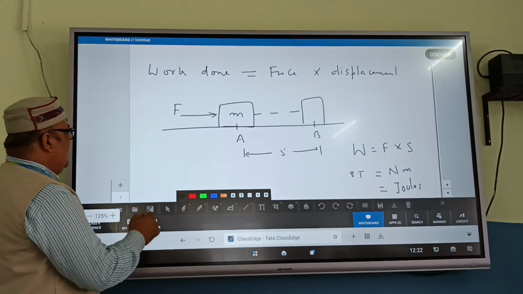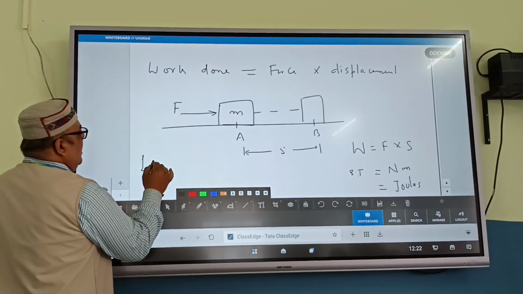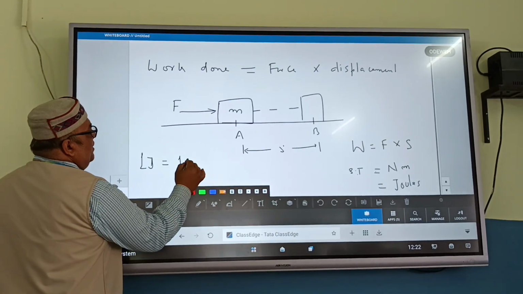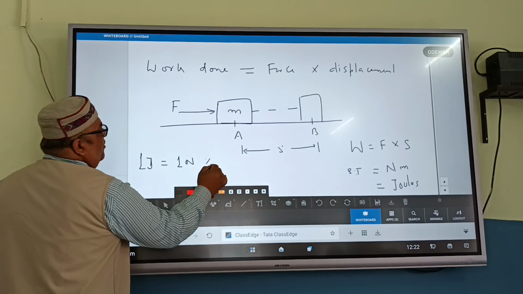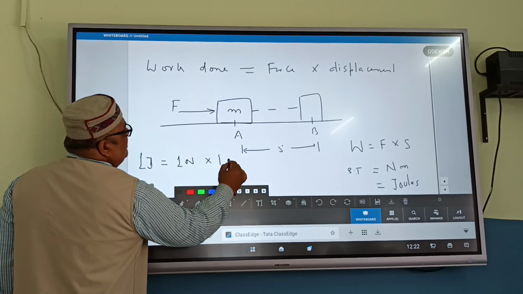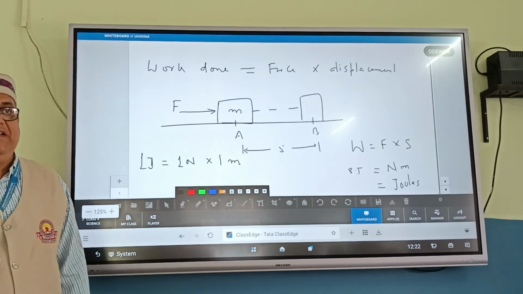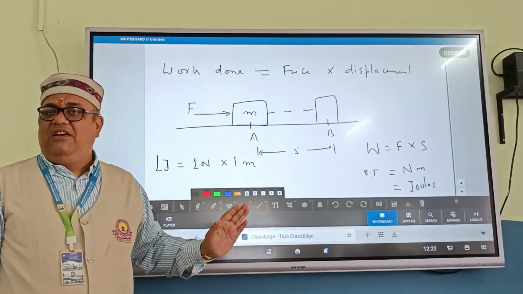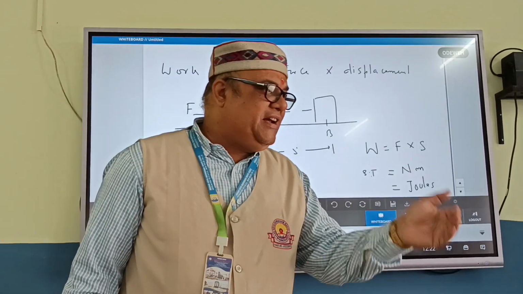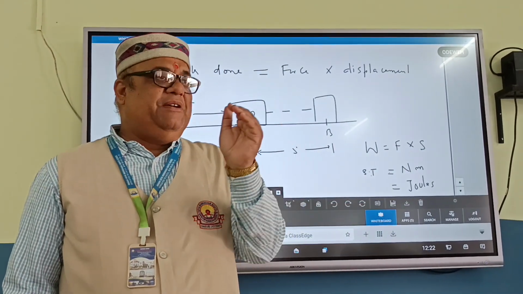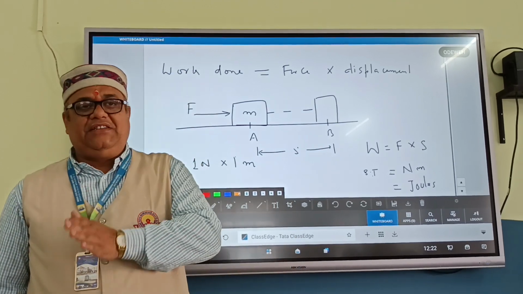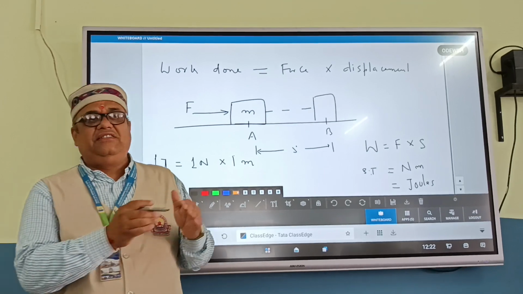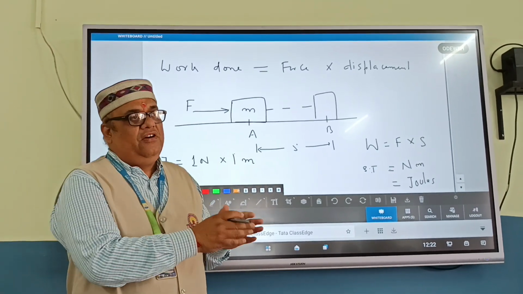So 1 Newton meter of work done, 1 joule of work done, is always equal to 1 Newton of force applied on an object and the object has displaced by 1 meter. So this defines 1 joule of work done. Is that clear? So when do we say that 1 joule of work has been done? 1 joule of work has been done when a force of 1 Newton makes an object get displaced by 1 meter. So that is the definition of 1 joule of work done.